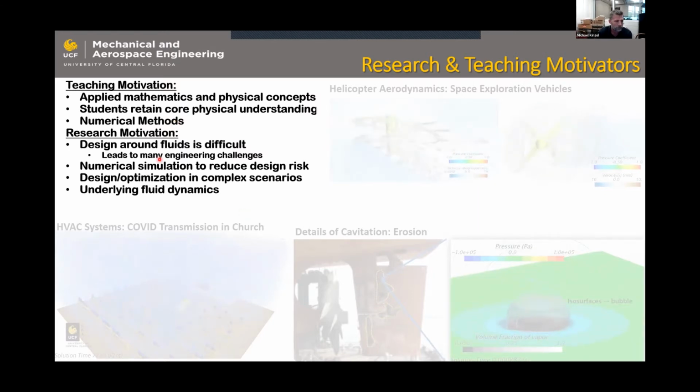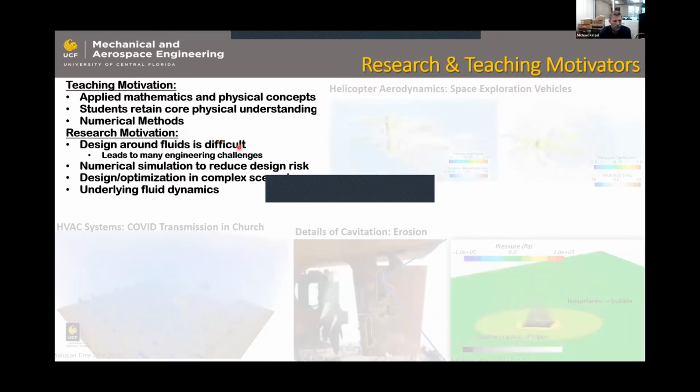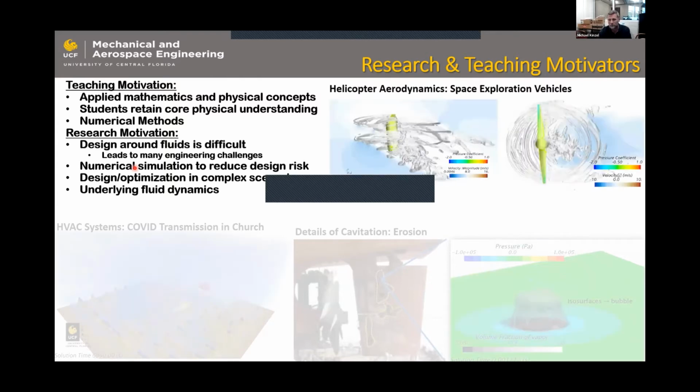And again, in terms of research motivation, I know fluid design can often be very complicated and challenging, and it leads to a strong need for these fluid modeling tools. One thing that I emphasize is that numerical simulation is a much easier approach to do this because you don't have to actually build something. So I'm going to run you through a couple of different examples of where we did this in the past.